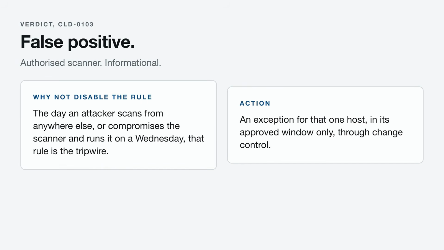Verdict, false positive, authorized scanner. Informational. And the professional finish, recommend an exception for that. One host in its approved window only, through change control. Never disable the rule itself, because the day an attacker scans from anywhere else, or the day someone compromises the scanner and runs it on a Wednesday, that rule is the tripwire.